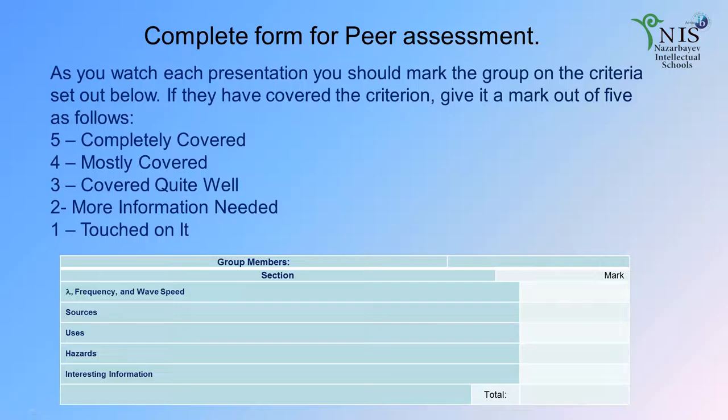5. Completely covered. 4. Mostly covered. 3. Covered quite well. 2. More information needed. 1. Touched on it.